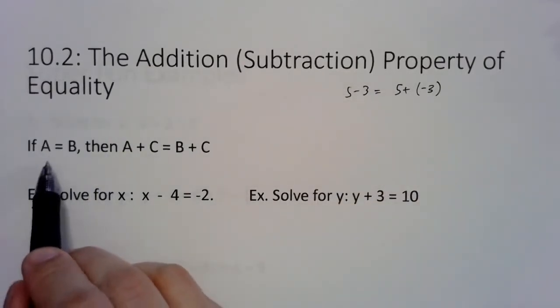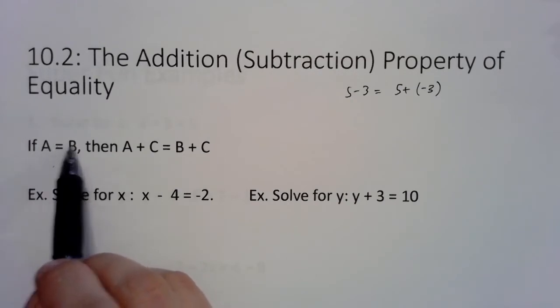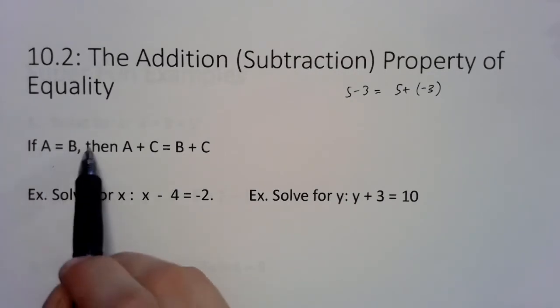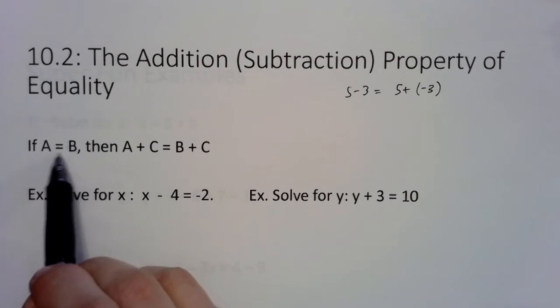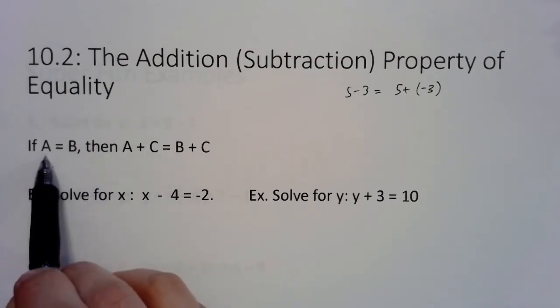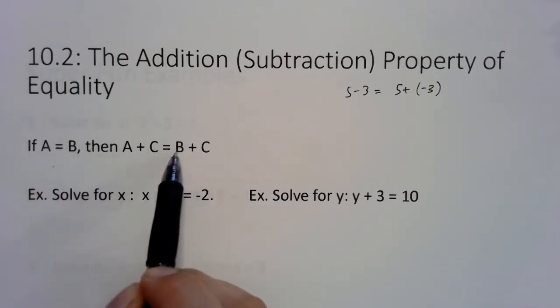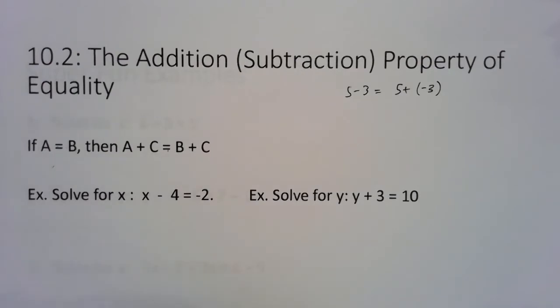Okay. So what's the property? If you have two numbers or two quantities, and they're equal to each other, A is equal to B, then I can add something to both sides and I still get the same equality. That's a property of algebra.